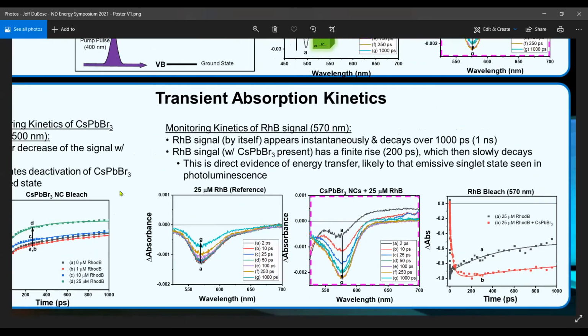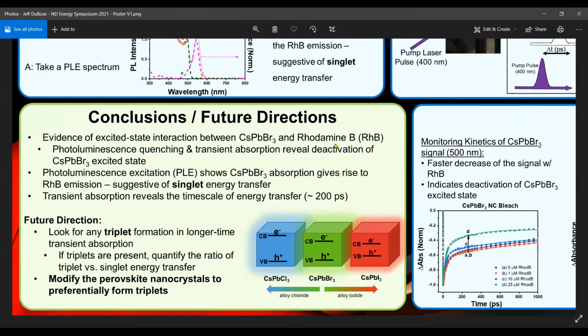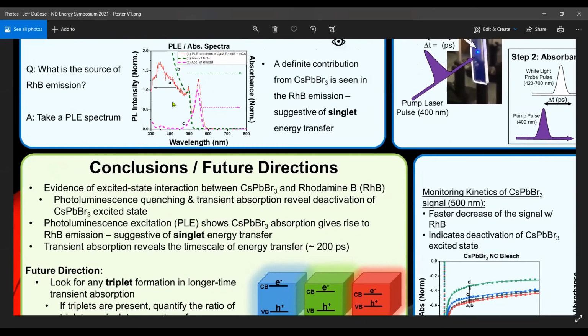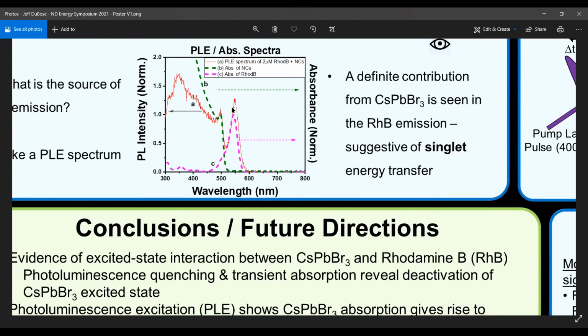Okay, so I'll zoom out a little bit, and we'll go ahead and conclude and look at future directions. What we see is direct evidence of these excited state interactions between our nanocrystals as a sensitizer and this rhodamine B dye molecule. From photoluminescence and also transient absorption, we can see the deactivation of that excited state. Again, from this photoluminescence excitation data, we can see that not only absorption from the dye, but also absorption from the cesium lead bromide is giving rise to that emission from the rhodamine.